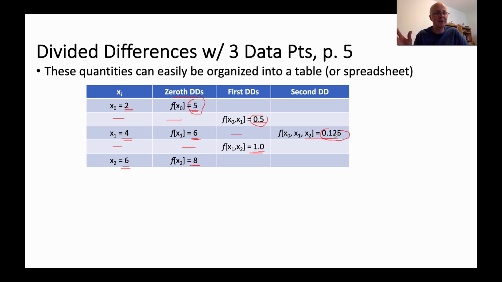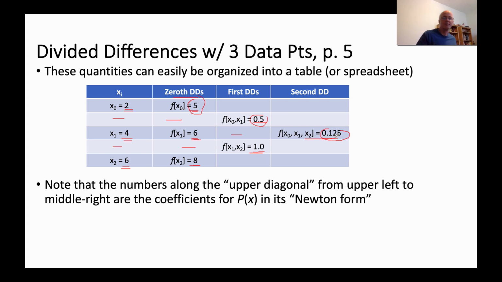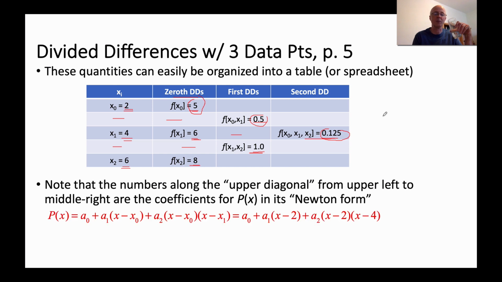This does have a similar kind of feel as Neville's method. Not exactly the same. The table's structured a little differently, different notation, different terminology. And you might remember from Neville's method, we did a subtraction in the numerator as well as a multiplication. Here we're just doing differences and then divisions. Yes, and the numbers along the upper diagonal, from the upper left to middle right, the ones I circled, are the coefficients of p of x in its Newton form. A0 is 5, A1 is 0.5, A2 is 0.125.